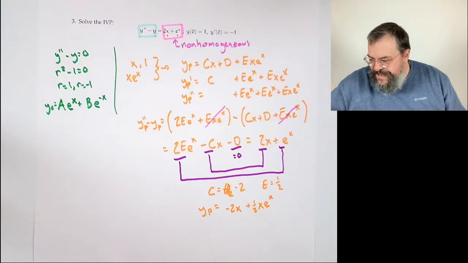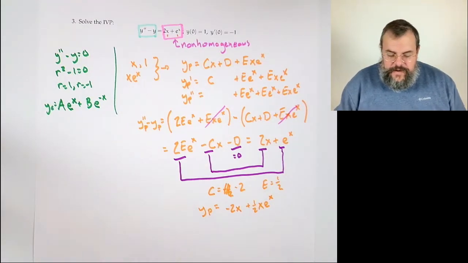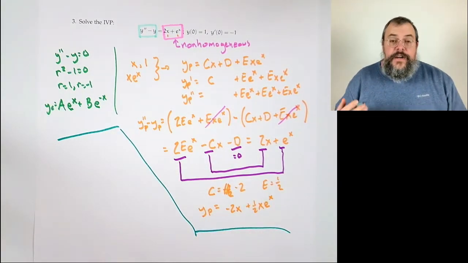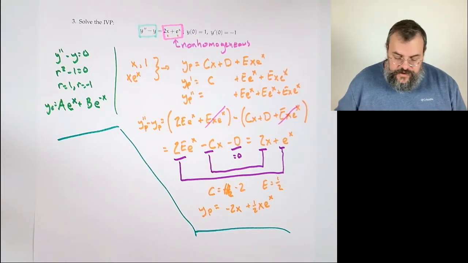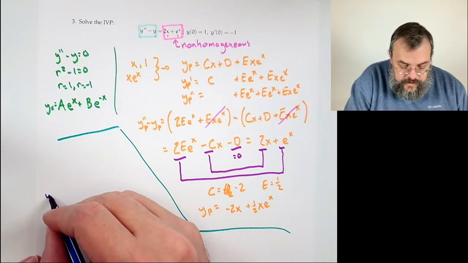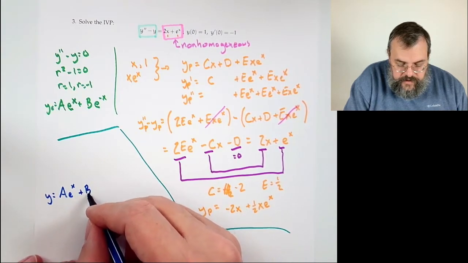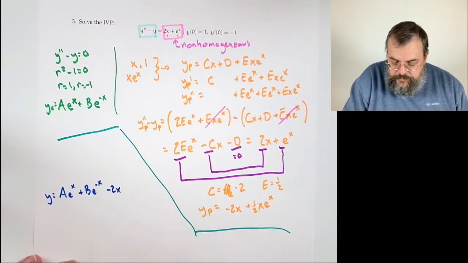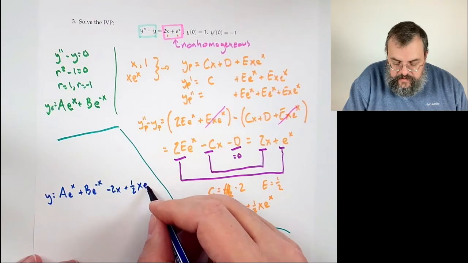No, but we've made great progress. We have our complementary solution, we have our particular solution, and if we put those together, we get our general solution. So that's where we're at. We now can say that our general solution has the following form. So y looks like some constant e to the x plus some constant e to the minus x minus 2x and plus 1/2 x e to the x. All right.